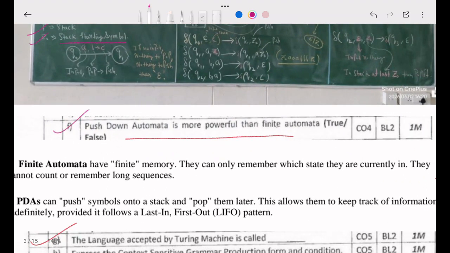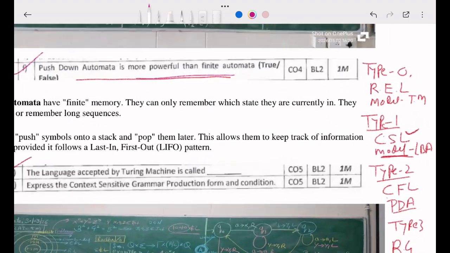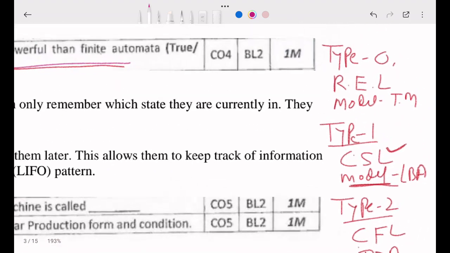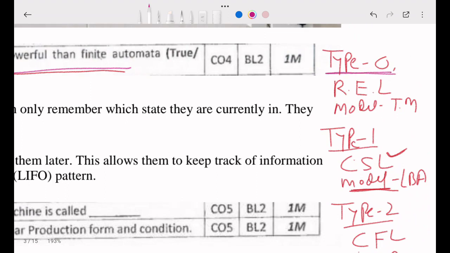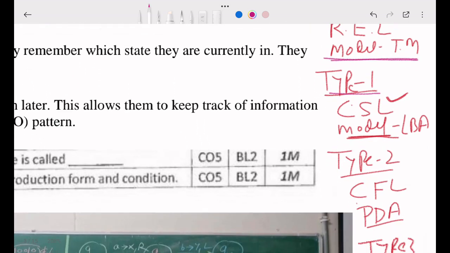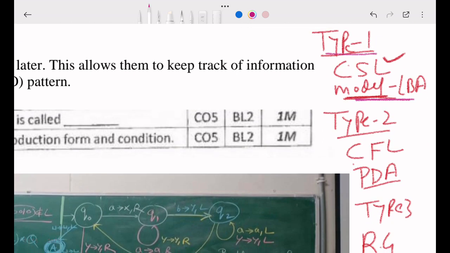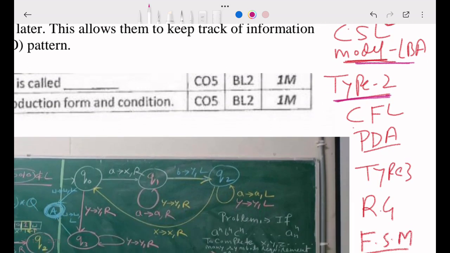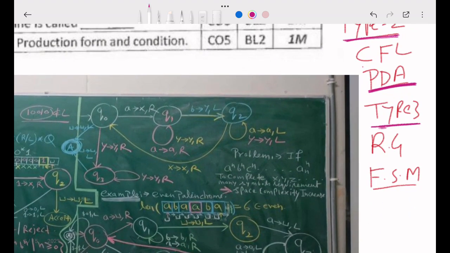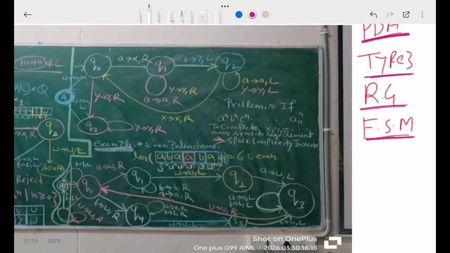Now another 1 mark question: pushdown automata is more powerful than this. We already told last time in our class presentation, type 0 means recursive enumerable language, and the model is Turing machine. Type 1 means context sensitive language, and the model is linear bounded automata. Type 2 means context free language, and the model is PDA. And type 3 means regular grammar, its model is finite state machine.